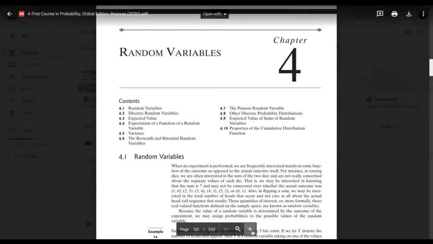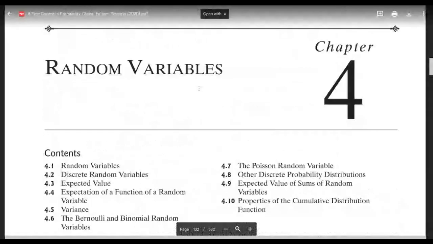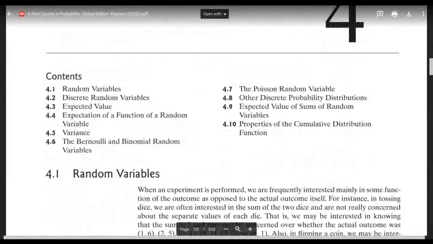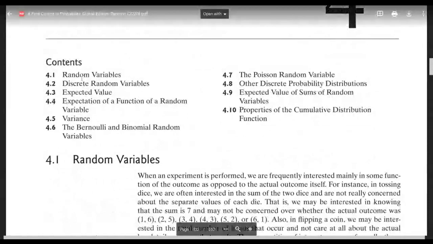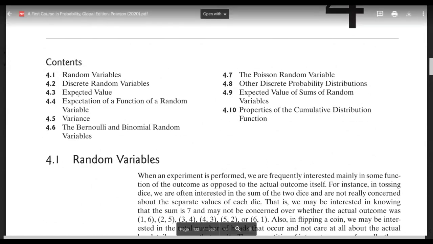All right, so chapter 4, we're starting random variables. In this chapter, we're going to see the definition of random variables and discrete random variables. Discrete means can be counted, countable. You could put 1, 2, 3, 4, 5 like that. We're going to talk about expected values.